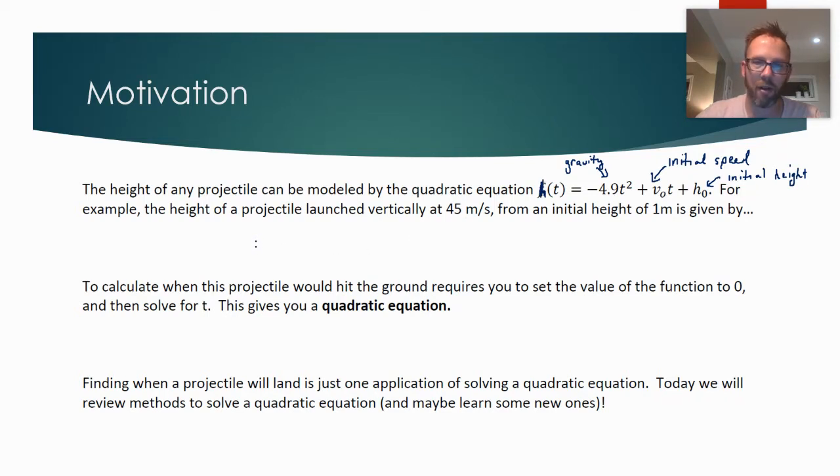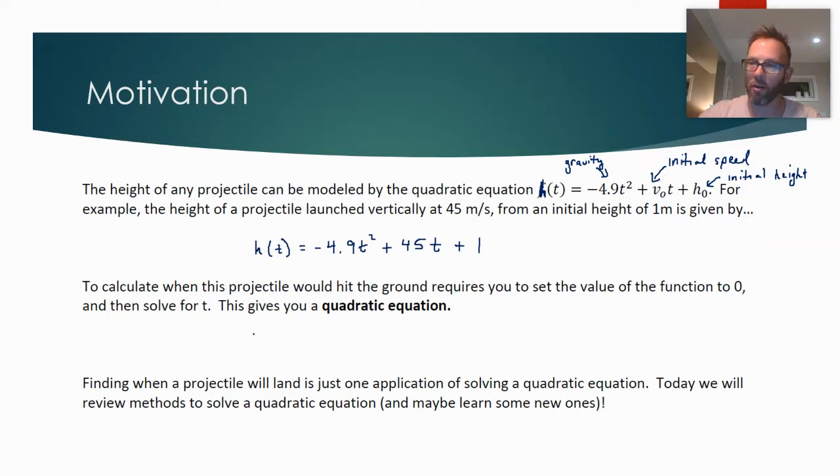So for this projectile, my function is h of t. The height in terms of the time is -4.9 times t squared. It's always that for gravity on Earth. And then the initial speed is 45 meters per second, so plus 45t, and then plus 1. So that's how I make a projectile problem. I think of my scenario, think about what kind of measurements are realistic, and I have a realistic equation. So that's pretty cool.